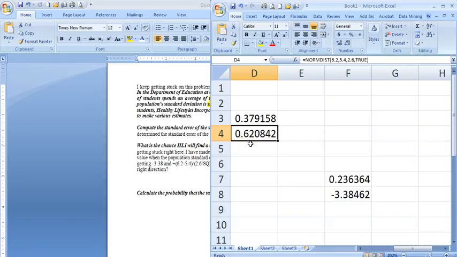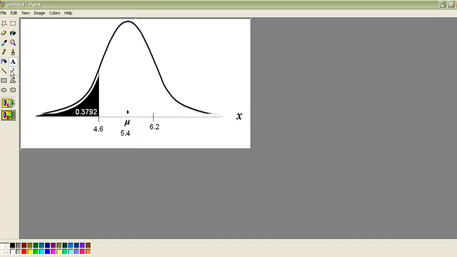So I now know the area, or the probability, under the curve is 0.6208. Now again, what area is that? Let me draw that line. Now I've got it. It is the area from here all the way to the left. Always to the left when we're using any type of technology.